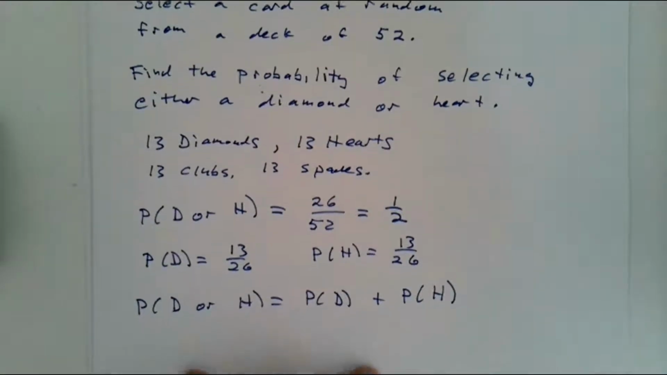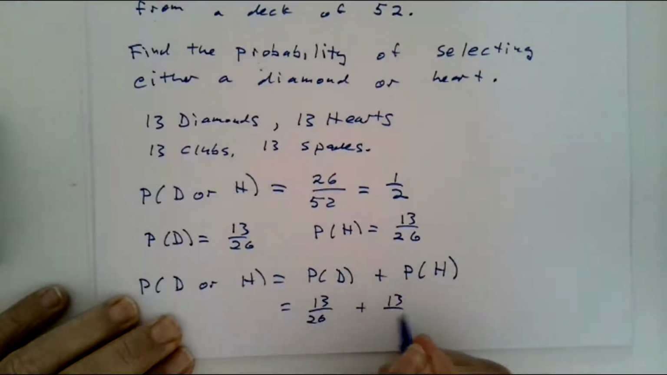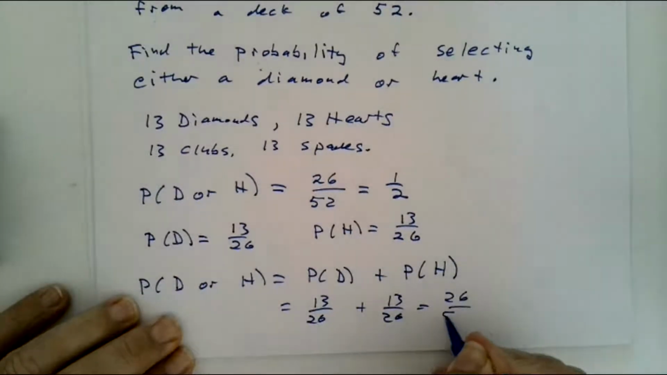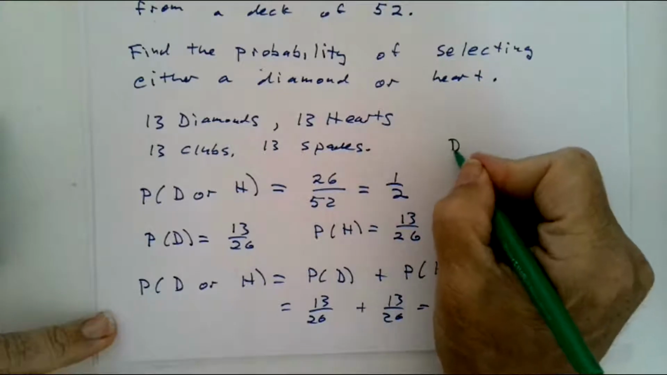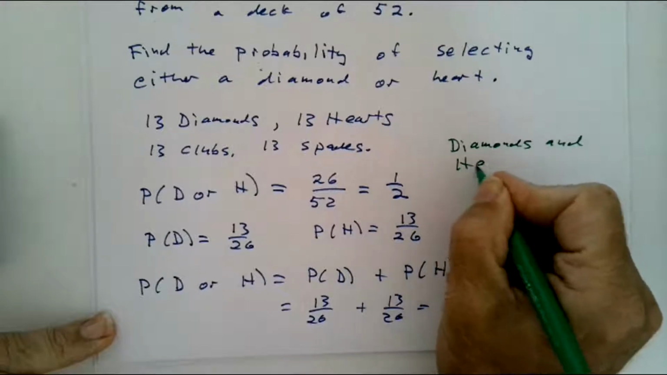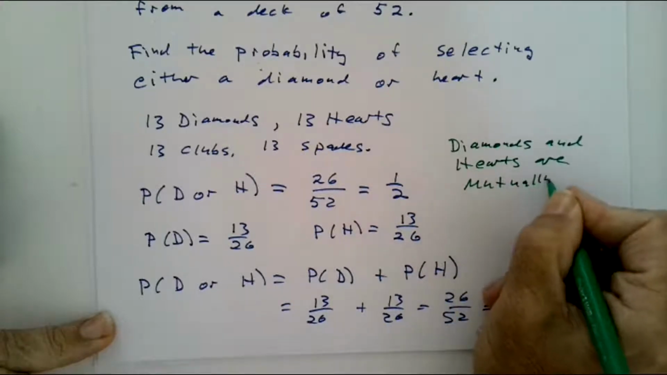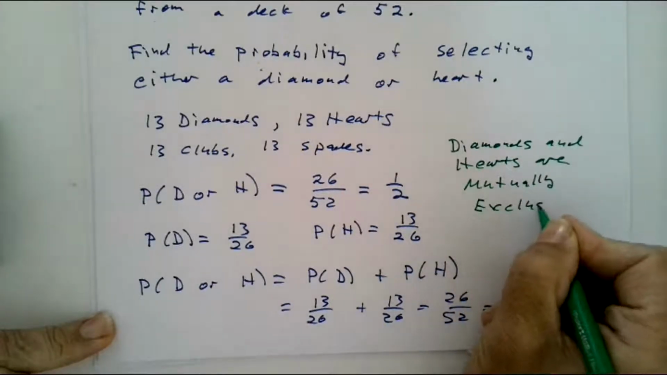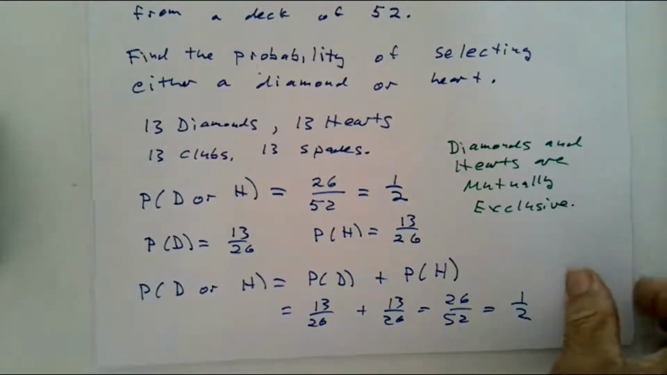So diamonds or hearts, again, in our situation here, 13 out of 26 plus 13 out of 26, 26 out of 52, or 1/2. The thing to remember here is you cannot be both a diamond and a heart at the same time. So what we would say is diamonds and hearts are mutually exclusive. So the next example will not be. So let's take a look at another one, and then we'll generate a rule from that.